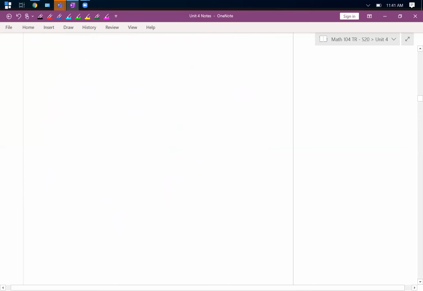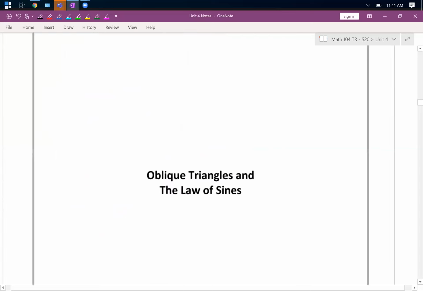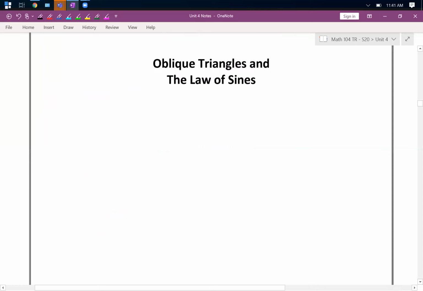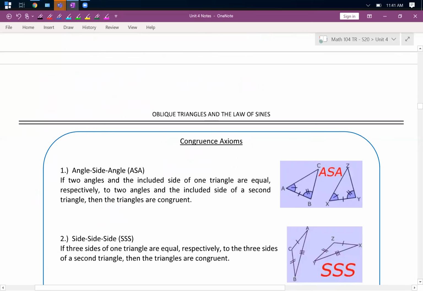All right, so that's the end of chapter 6. We're going to start chapter 7, where we're going to be talking about triangles that are not right triangles. So everything that we're going to do here, SOHCAHTOA does not apply unless somehow a right triangle pops up. But we got to learn how to deal with things that aren't right triangles.